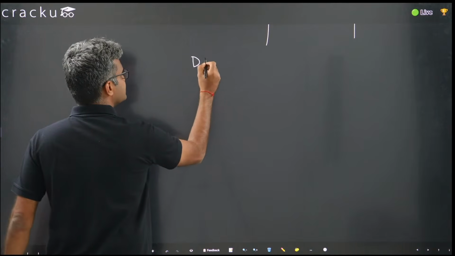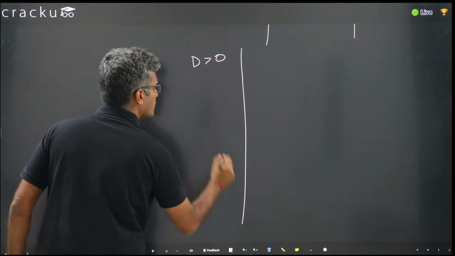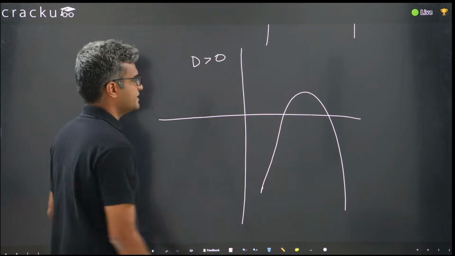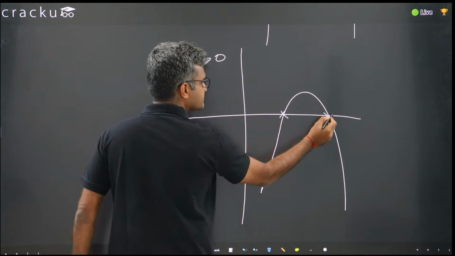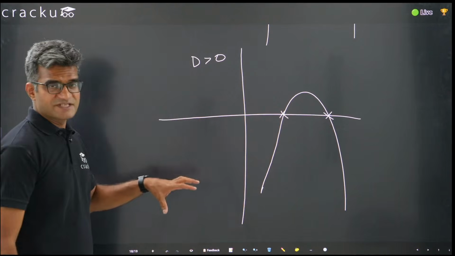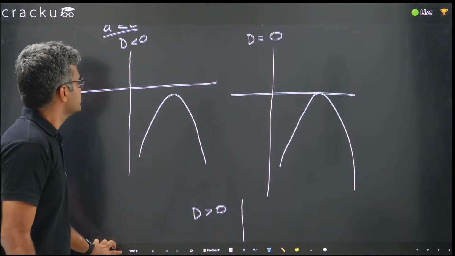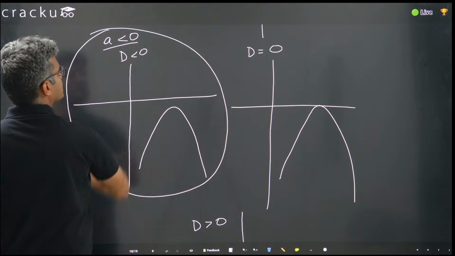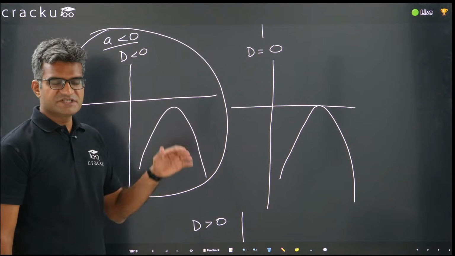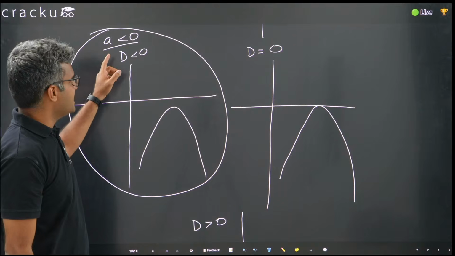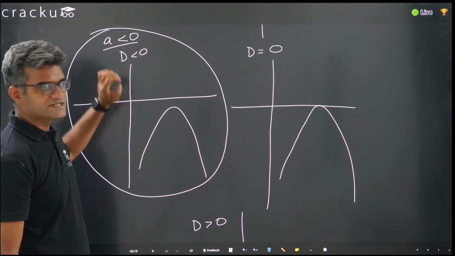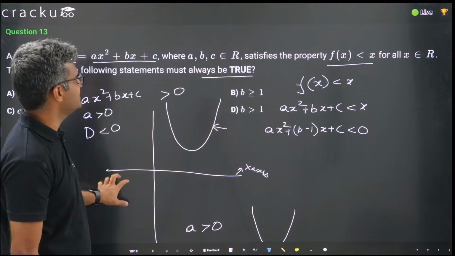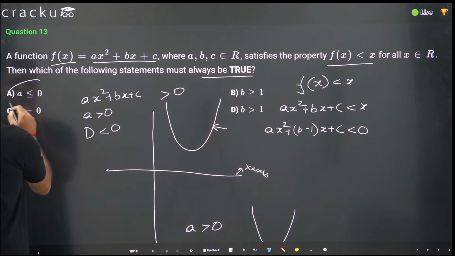If d is greater than 0, this is how the quadratic equation will be. It will touch the x-axis at 2 points. In this particular case, what we are told is that this is the scenario that is happening. In this scenario, the quadratic equation is always less than 0. So first a has to be less than 0 and the discriminant has to be less than 0. If you are looking at the options, the only option which is satisfied is option A.